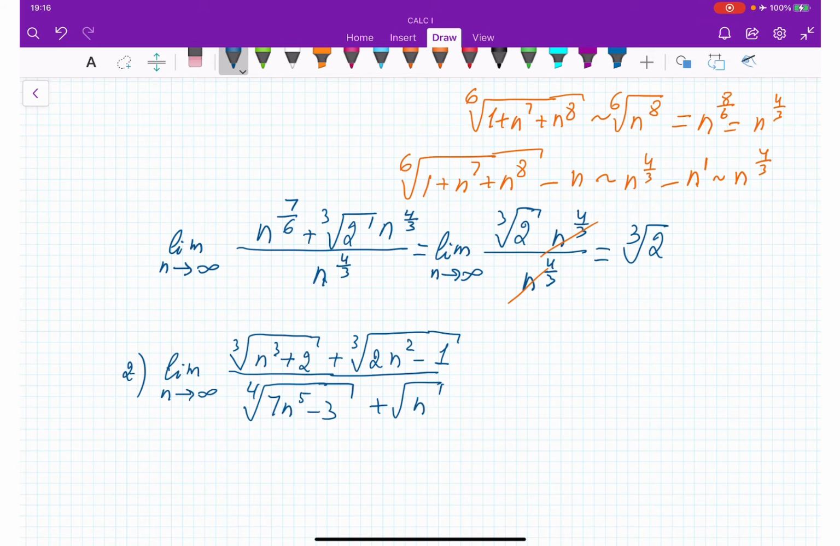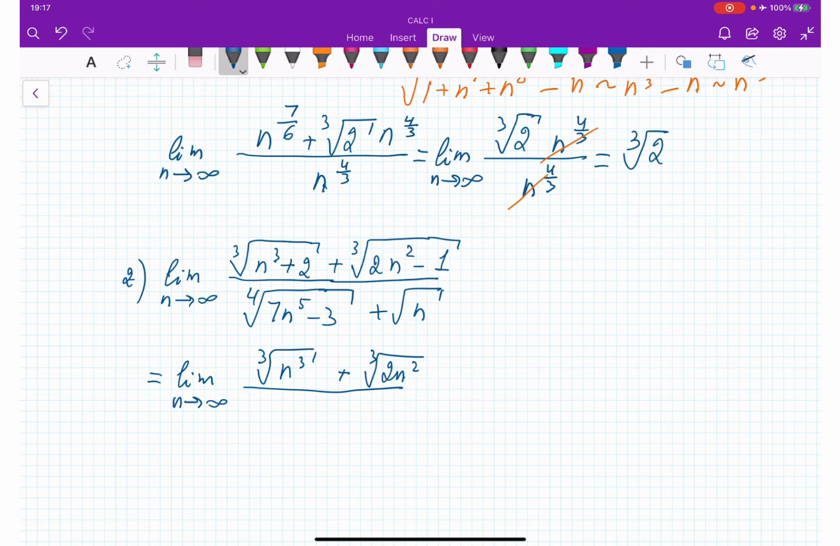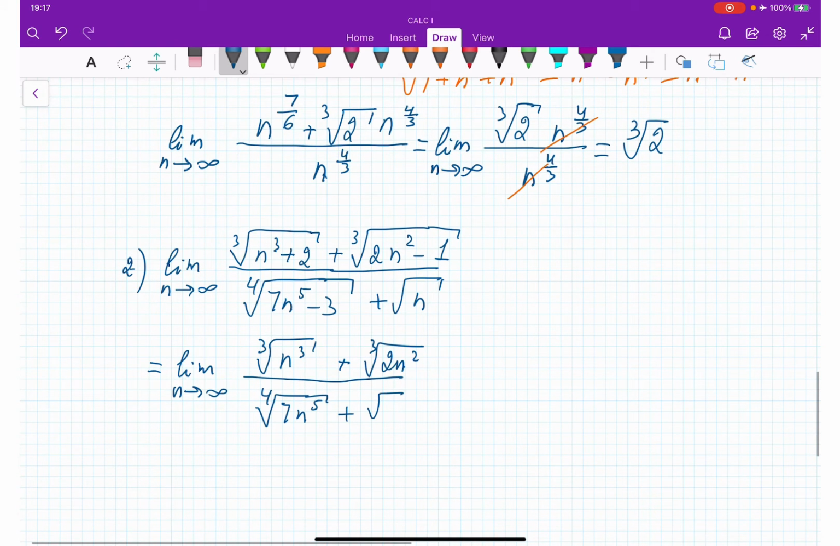Okay, so using the same method, we are finding the limit. So what is it going to be? The limit as n approaches infinity. From the first cubic radical, it's going to be left with the cubic radical of n cubed, right? From the second cubic radical, it's going to be left with 2n squared cubed, right? And divided by the radical of degree 4, here will be left 7n to the 5, correct? Plus square root n. And this is going to be the limit as n approaches infinity.